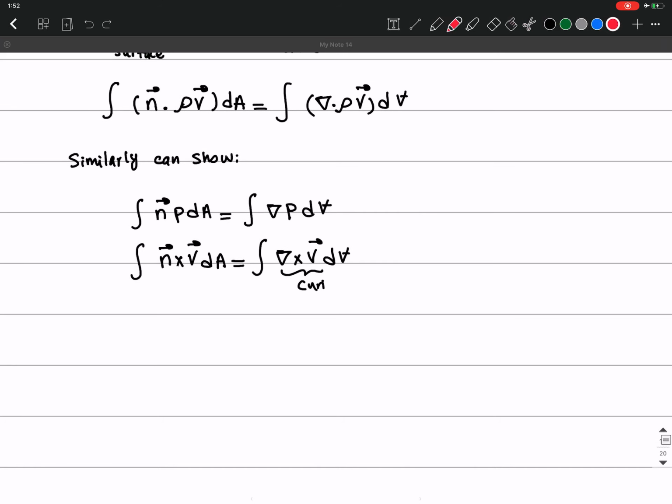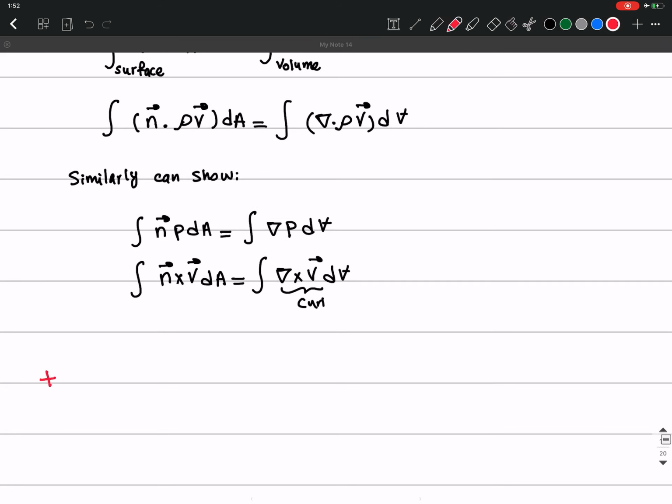So having these equalities and this theorem in mind, we can start with the first task we have, which is the continuity equation in differential form.